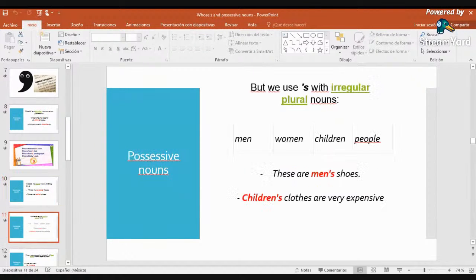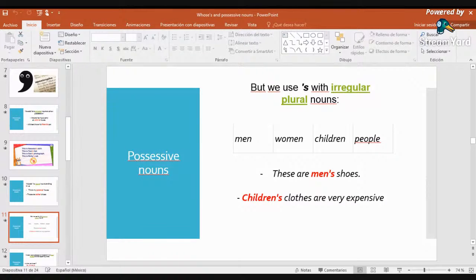Then, we have special cases, irregular plural nouns. You can observe them on the screen. We have men, it's plural. That means hombres. Then we have women, it's also plural and means mujeres. Then we have children. Children, it's also plural and means niños. And then we have people. People means gente, personas, okay?